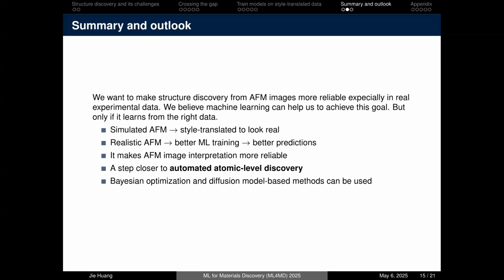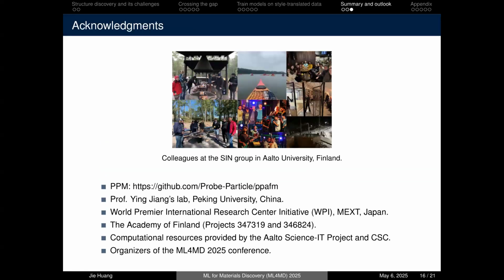And in the future, maybe Bayesian optimization can also be applied to tune the hyperparameters, and some diffusion-based models can also be used.